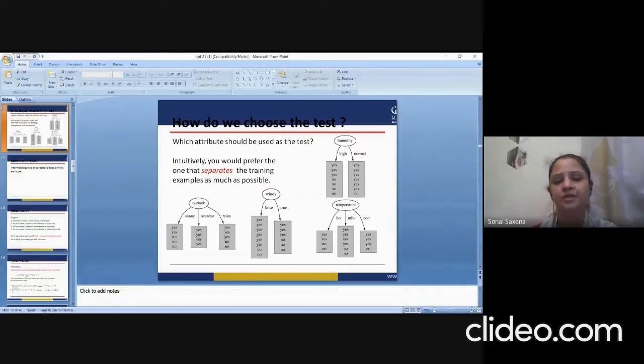So how do we choose the test here? Which attribute should be used at the test? We have seen all these things. Now, let us see the advantages and disadvantages of random forest.